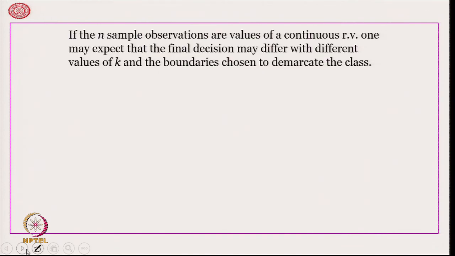However, one can think that if n is the sample observations and they are coming from a continuous random variable, one can expect that the final decision may differ with the different values of k, and the boundary is chosen to demarcate the class. I have just given you an example with only one way of choosing the class boundaries, and the number of classes is equal to 7. One can think of making different class boundaries, different number of classes, and test.